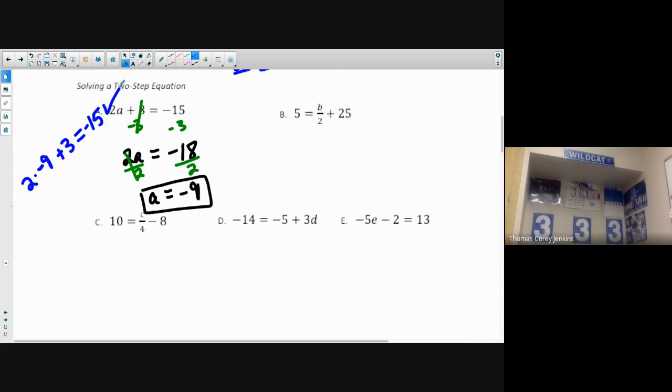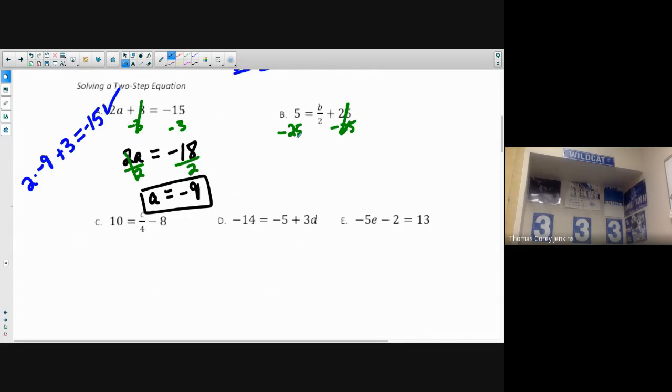All right, I'm going to skip ahead a little bit and just do B, and then I'll leave the other ones for you all, okay? So on B, to isolate the variable B, we want to undo divided by 2 and plus 25. We've got to undo plus 25 first. So my first move is to do minus 25 to both sides.